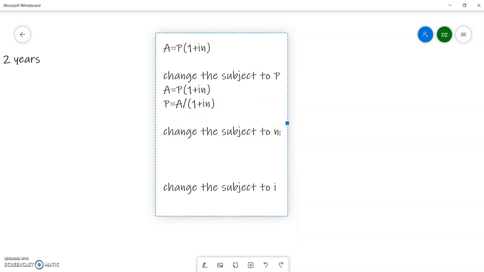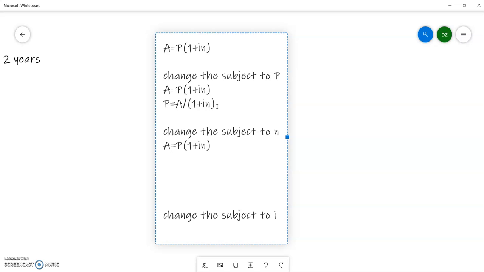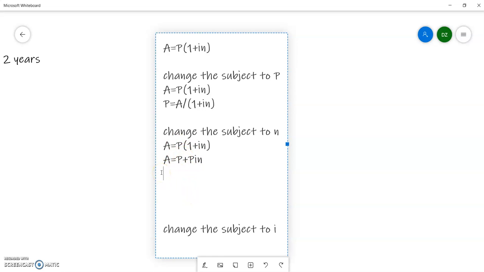So now what happens if I want to change it to N? Well, let's start with my simple interest formula again. So now I'm going to first have to multiply out because I can't get N on its own in any other form. So I'm going to land up with P times 1 is P, and then P times I times N. My first step is to get rid of what's loose. So if I have a plus P over here, if I take the P over, it's going to become minus P. And I'm still left with P times I times N.